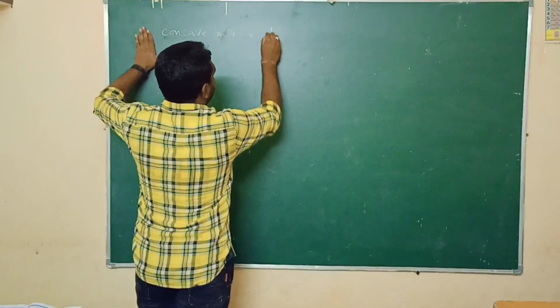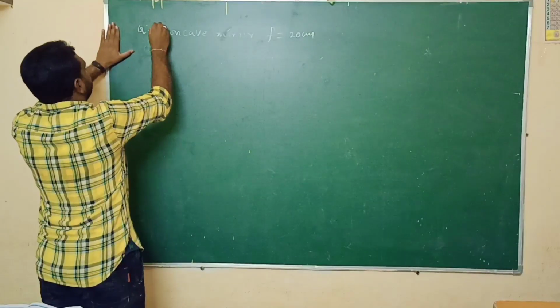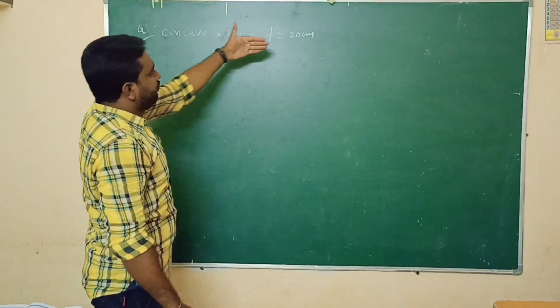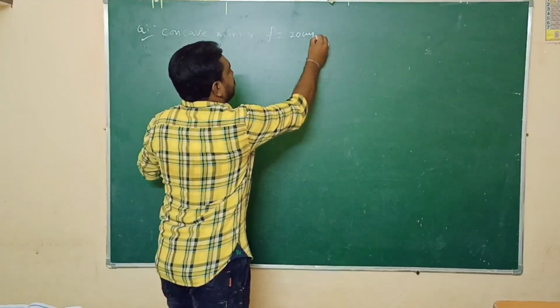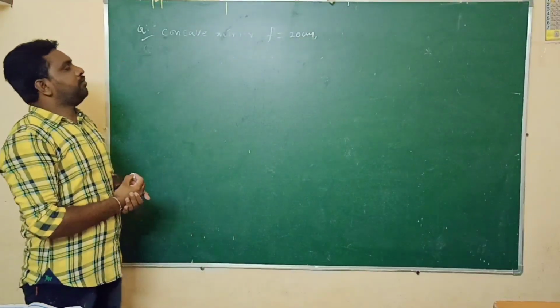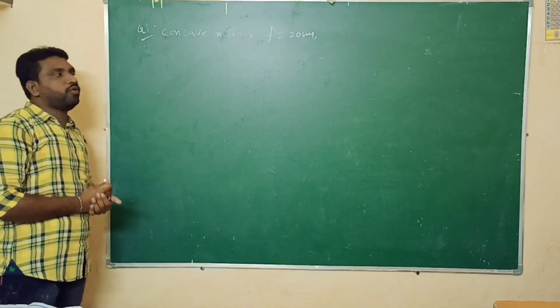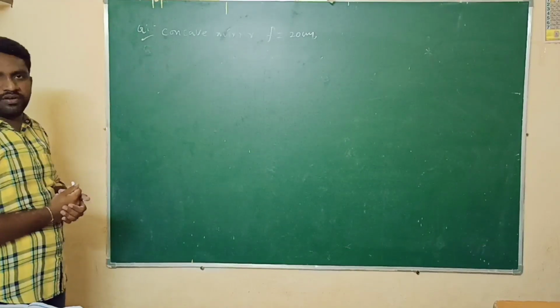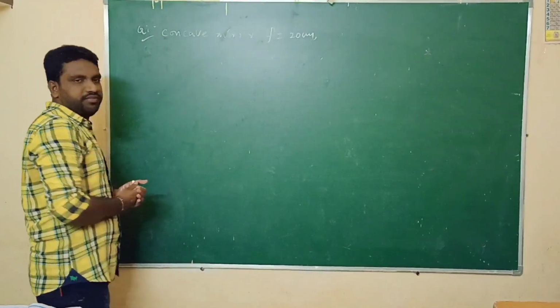So the focal length of the concave mirror is 20 centimeters. So this is the question. A concave mirror of focal length equal to 20 centimeters. Next, the remaining question is, an object is placed at different positions with respect to the concave mirror. The positions of the object in front of the concave mirror are given here.